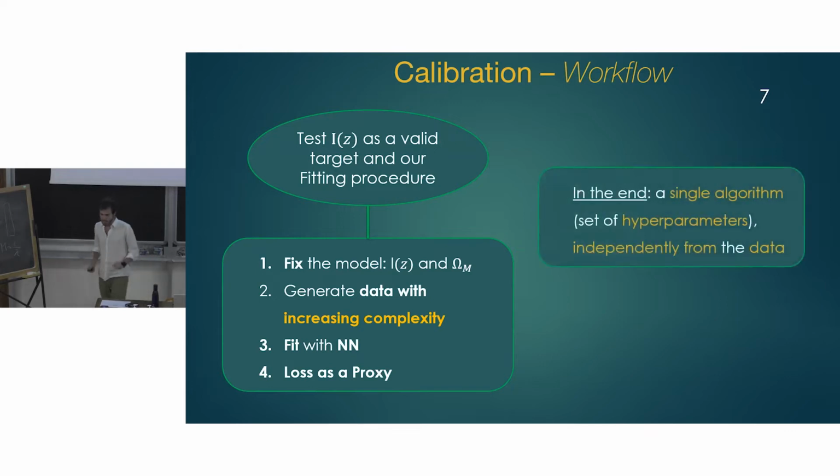In the end, we want to have a single algorithm, with everything fixed, all the hyperparameters fixed, and then this should be tested with other mock samples that were, of course, not used to parameterize everything. And we wanted to know if it works or not. So we want to retrieve everything, the I of z that we fixed at the beginning. So this was our procedure.